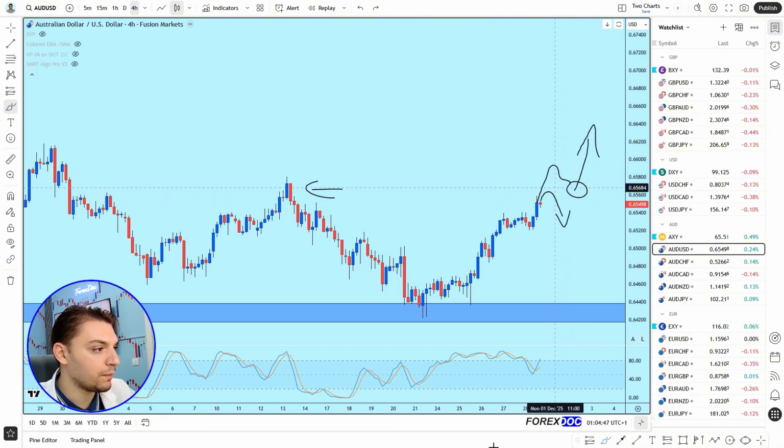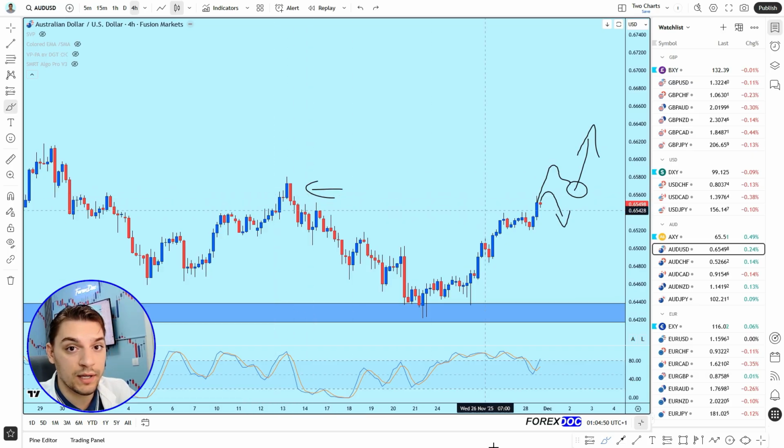So for now, our plan can be to wait for the price to react to this previous high. If we see bearish pressure, we can look for the opportunities to sell, but if price breaks this previous high, we can wait for a pullback and then opportunities to buy.